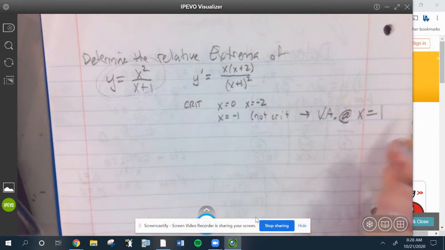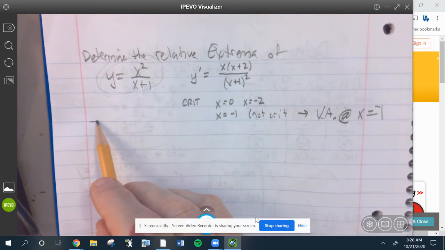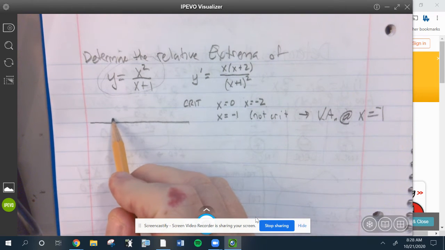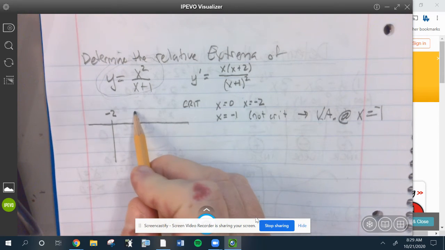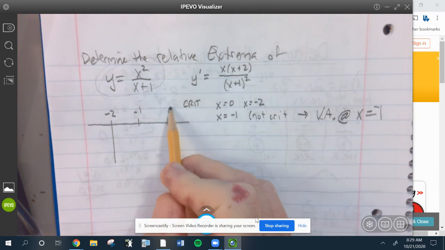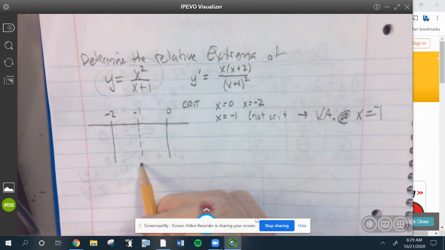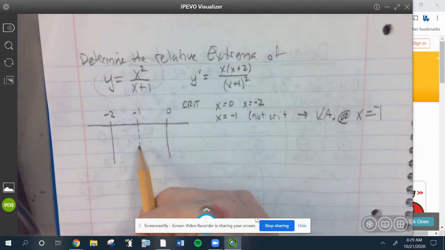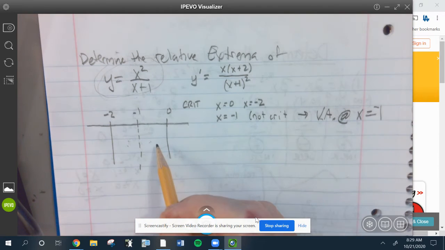So I want to show you how I consider this in a chart. When I set up my chart with the critical numbers, I'm going to include the asymptote, because again, anything can happen there, it can change, and I need to know that. So my critical numbers are -2, -1, and 0. With the asymptote, I'm going to use a dashed line to remind me it's an asymptote, because if it goes from increasing to decreasing, say here, I can't call that a relative extrema because it's not a point on the graph. So that's going to remind me of that whole thing.